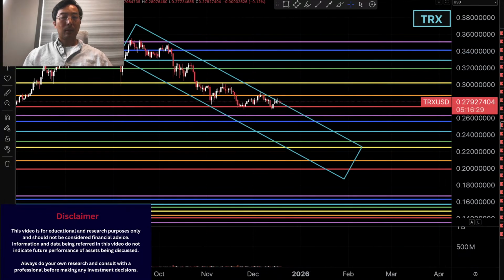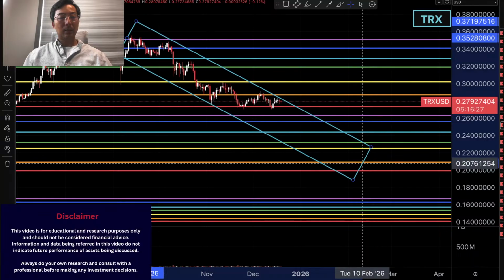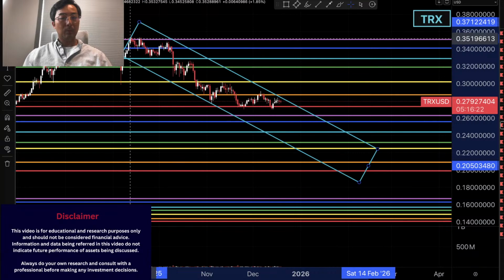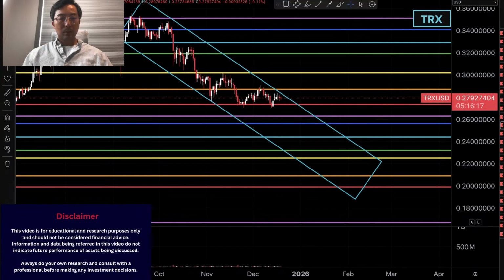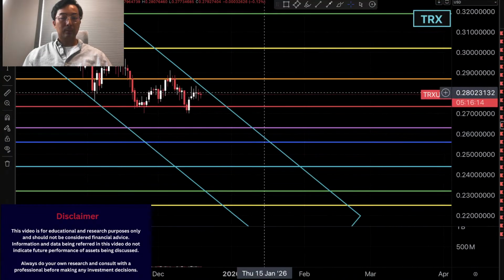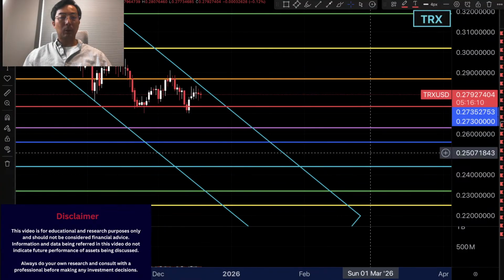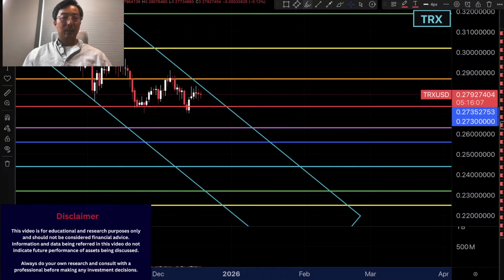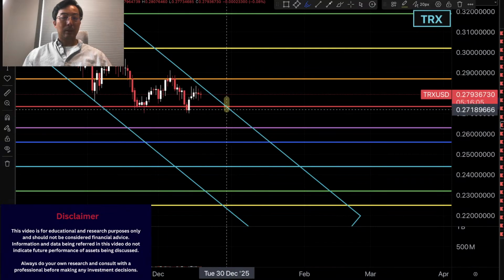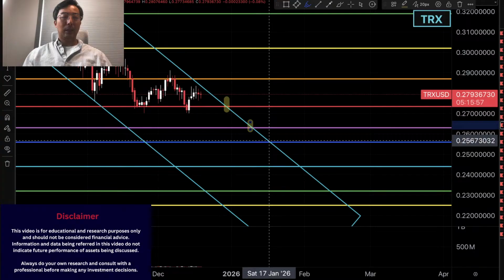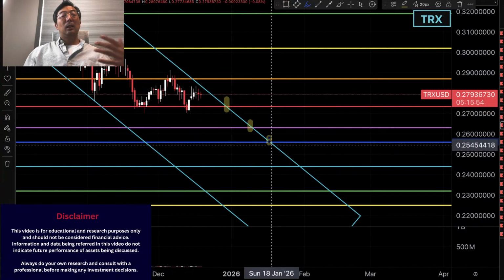Daily, this downtrend is still going on. No surprise as of this moment. Potential breakout dates: it has been finding support along this red line, about 27 cents 30. This is by year end. Next, the purple key level, 26 cents, is by the 10th of Jan, and eventually another week later.